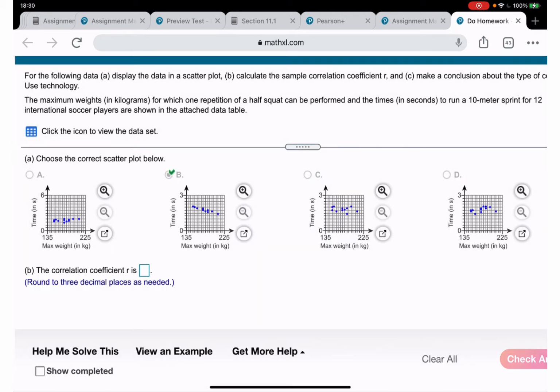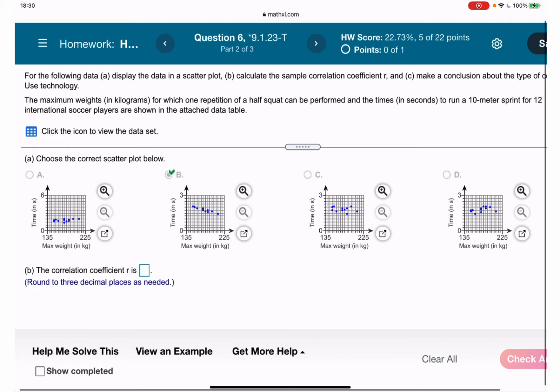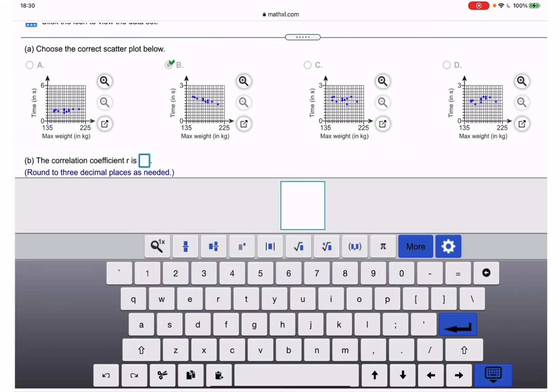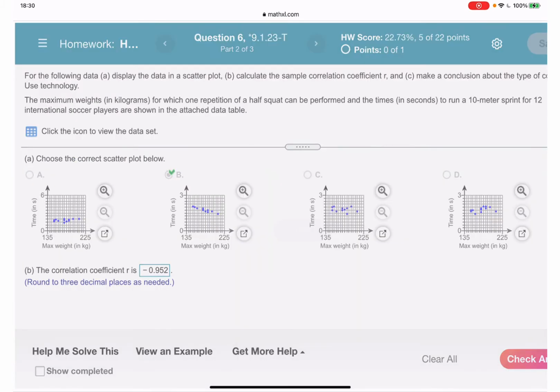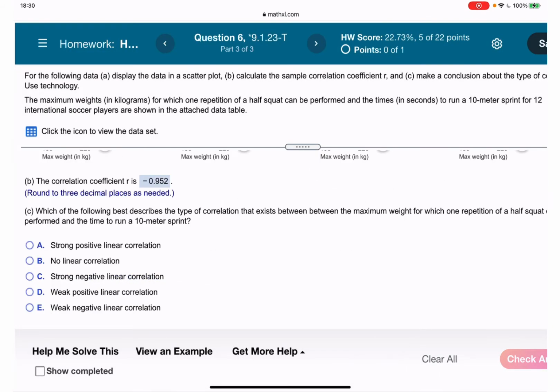Excellent job. Correlation coefficient, typing in negative 0.952, negative 0.952. Excellent job. Moving to question number 6.